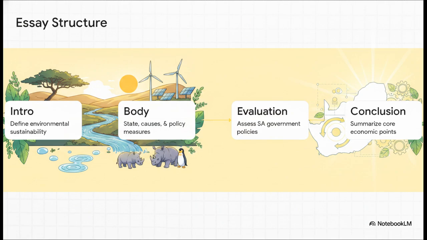Your introduction has to clearly define environmental sustainability. Then, your main body should methodically explain the state of the environment, the causes, the consequences, and the measures to ensure sustainability, and pack it with South African examples. The additional part of the essay will usually ask you to evaluate these policies, and then you wrap the whole thing up with a really strong summarizing conclusion.